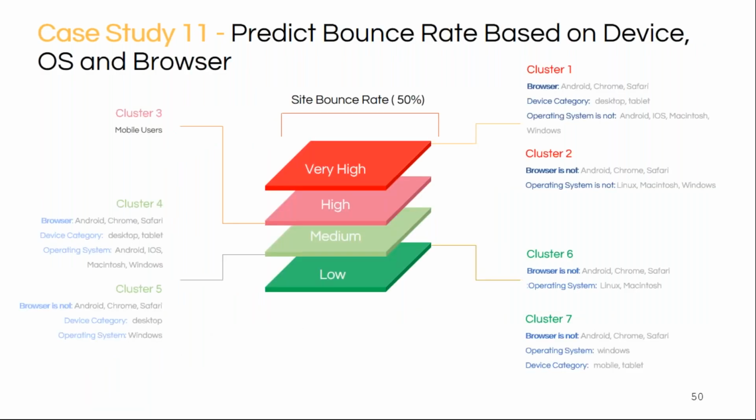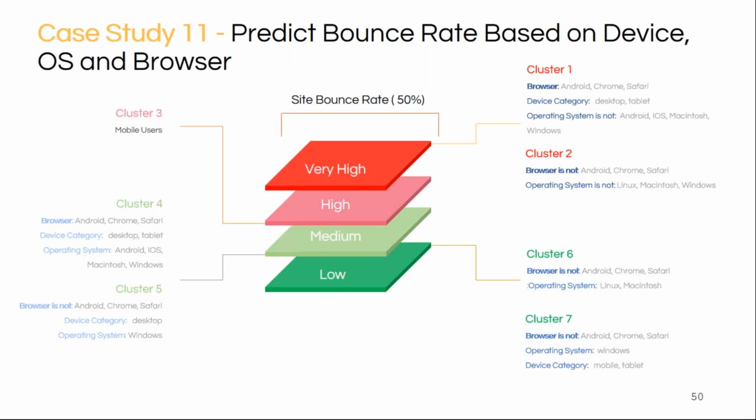And also, let's consider another case study. Here we want to predict the bounce rate based on device, operating system and browser. If you do that manually, we can't, because it will take a lot of time. We will have multiple devices, multiple operating systems, and different browsers and browser versions. So we used machine learning. We linked Google Analytics with machine learning to understand the segments with high bounce rate: very high, medium, and low.